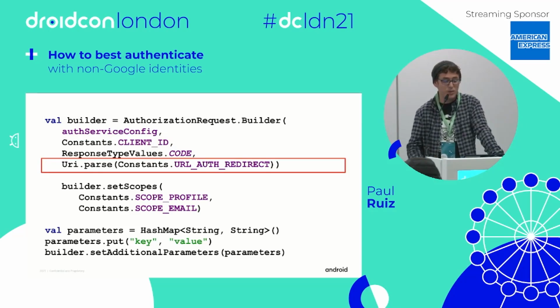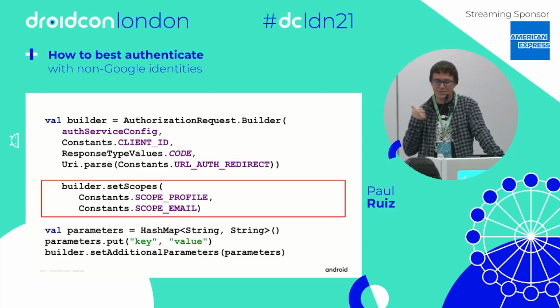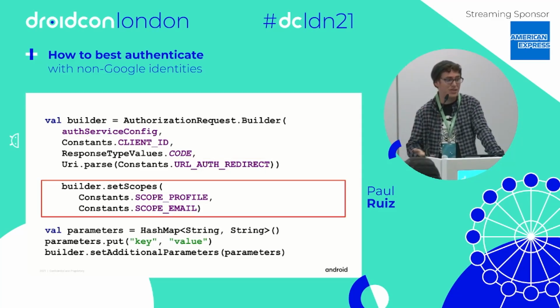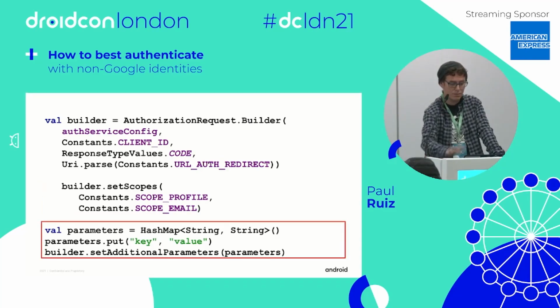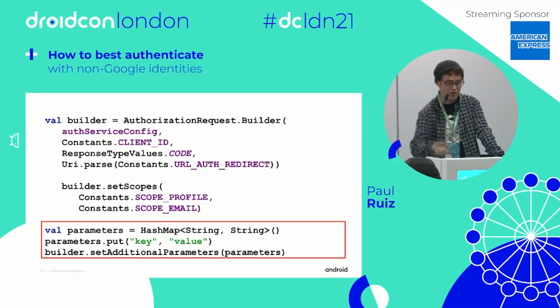It's also going to have the redirect URI that's going to be used when our authorization code is returned to us. And then, while it's not necessary for this example, I'm also going to set some scopes just so you can see how they're added in case you need it for your use cases. And then finally, we can create this hash map for any additional parameters. Again, not necessary for this demo, but if you do need to have those, then this is how you would do it.